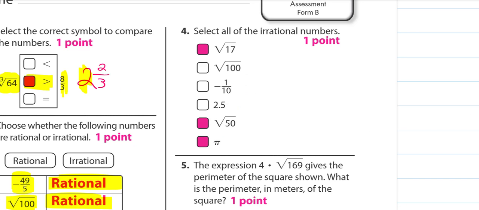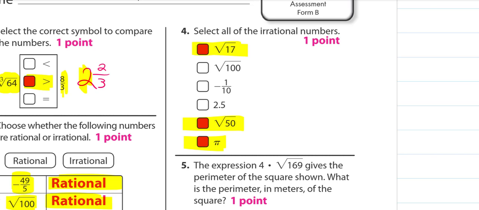All right, now up to number 4. For number 4, we're just selecting all of the irrational numbers. And so remember, irrational numbers are going to be non-perfect squares, non-perfect cubes, pi, and any decimals that never end and never repeat. So if we take a look here, we know that the square root of 17 is not a perfect square. This would be in between the square root of 16 and the square root of 25. So that tells us it's irrational. Square root of 50, same thing. It's a non-perfect square. It'd be after the square root of 49. So that's irrational. And pi is listed as irrational.